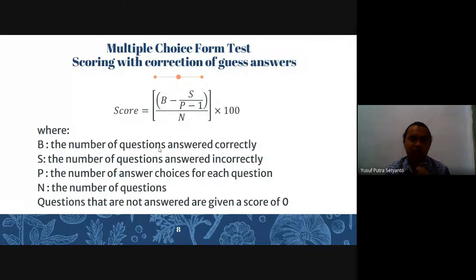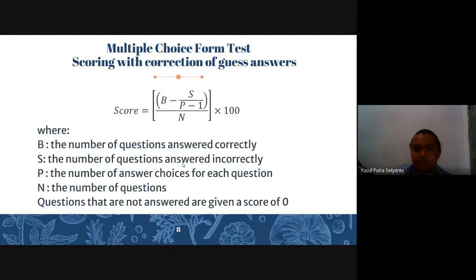The second type is scoring with correction of guess answer. The formula is score equals B minus S over P minus 1, over N, times 100, where B is the number of questions answered correctly, S is the number of questions answered incorrectly, P is the number of answer choices for each question, and N is the number of questions. Questions that are not answered are given a score of 0.